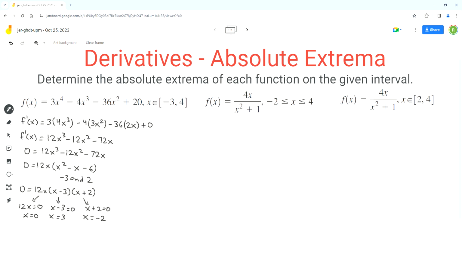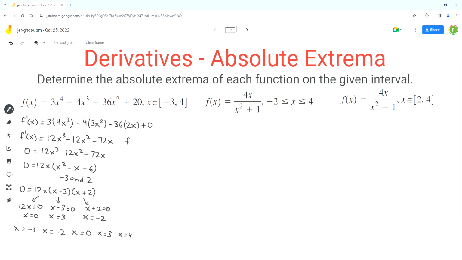That means we have to find the function value at 5 x values. We start with the lower bound of the interval, which is x equals -3, then x equals -2, then x equals 0, then x equals 3, and finally x equals 4. These are the 5 x values at which we have to find the function value. Let's start with -3. We can start our calculation here.